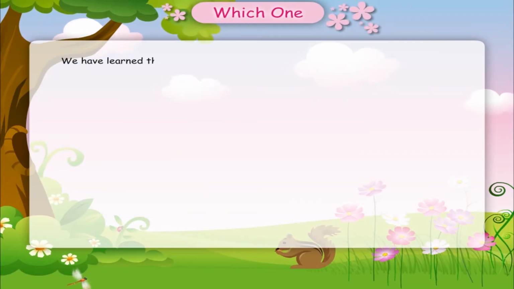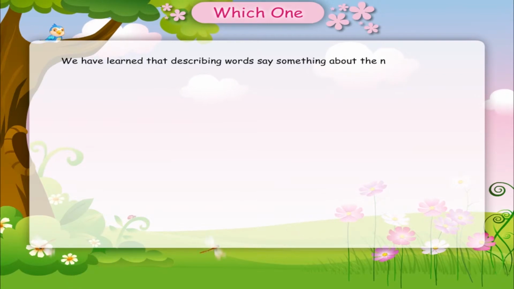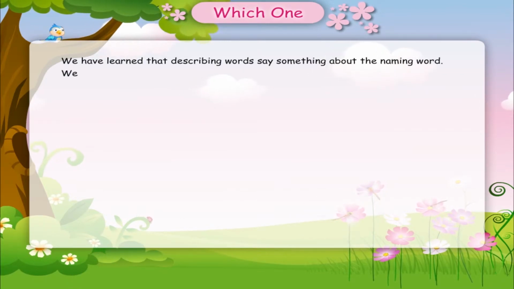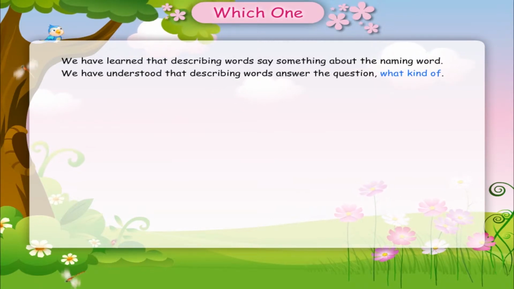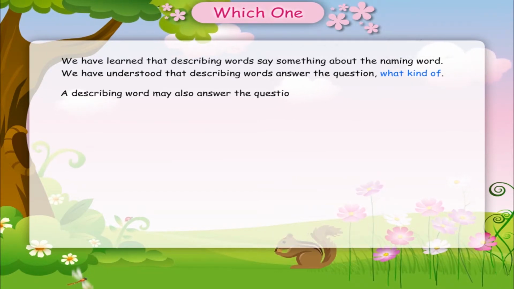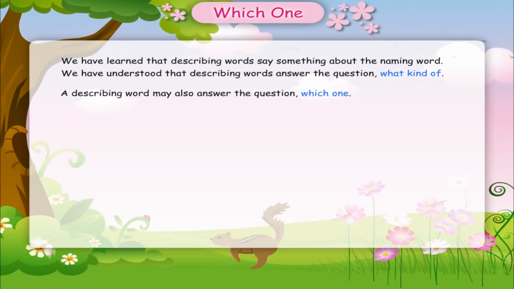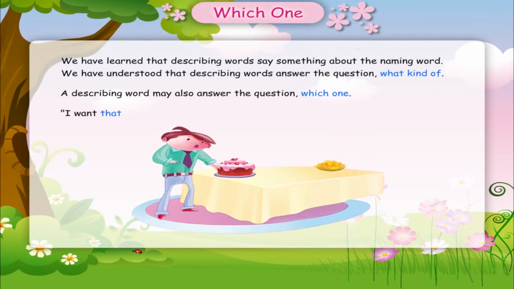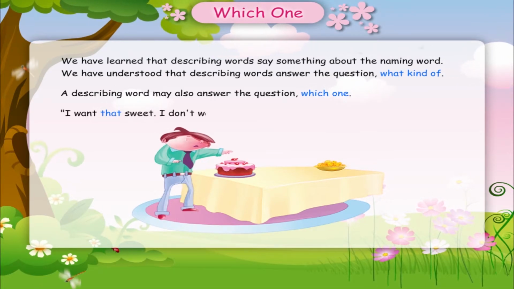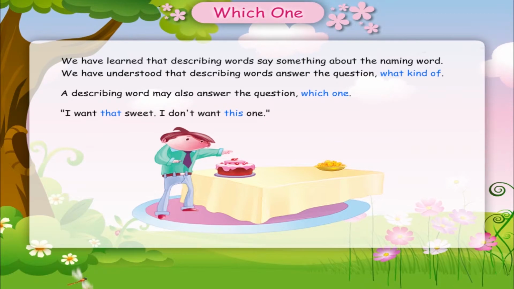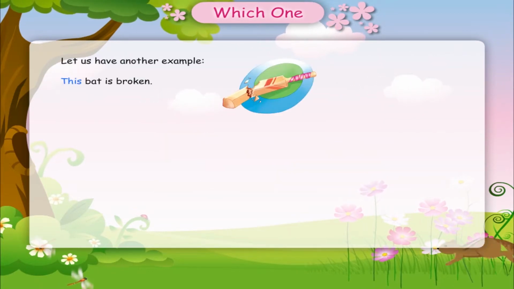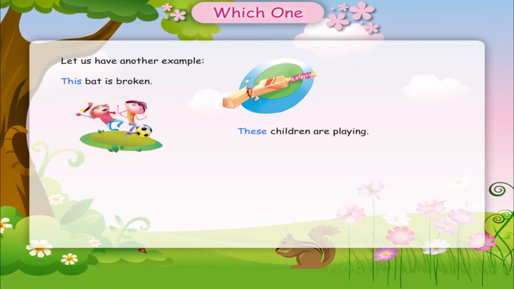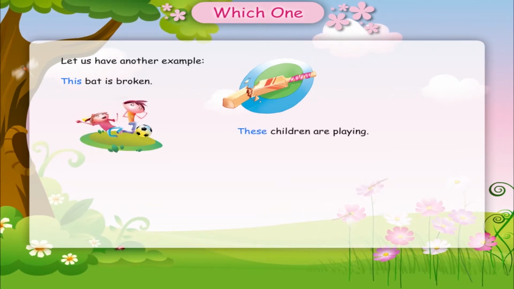We have learnt that describing words say something about the naming word. We have understood that describing words answer the question, what kind of? A describing word may also answer the question, which one? I want that sweet. I don't want this one. Let us have another example. This bat is broken. These children are playing.